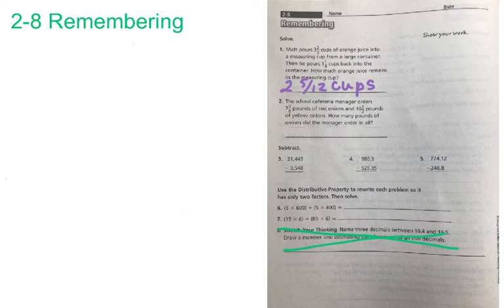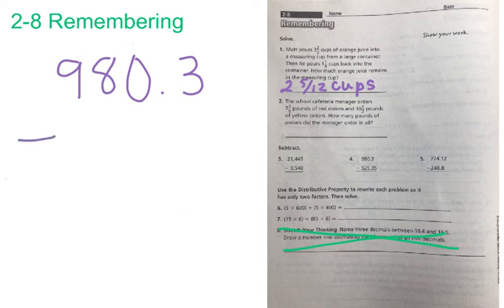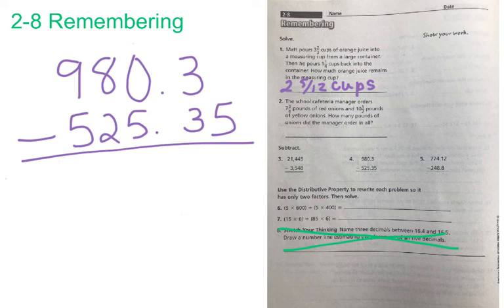All right, numbers 3, 4, and 5, you are just subtracting. In number 3, you're subtracting 2 whole numbers, so you don't have decimals to deal with. In number 4 and 5, you are subtracting decimals. And we're going to go ahead and complete number 4 together because we keep getting hung up on the same mistake very often. So number 4 is 980 and 3/10, or 980.3, minus 525 and 35 hundredths, or 525.35.